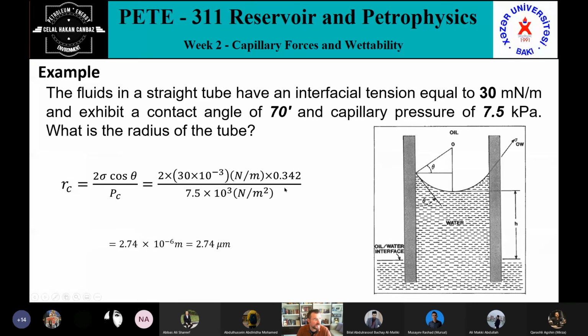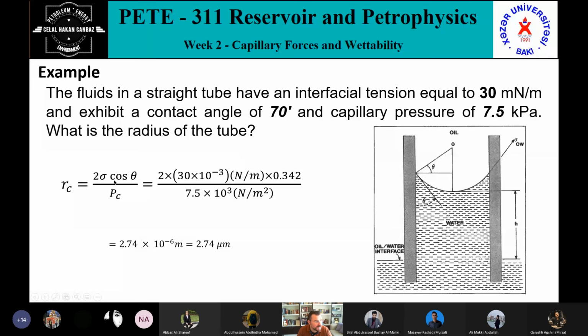Let's make a very basic example. The fluid in a straight tube has an interfacial tension of 30 millinewton per meter, exhibits a contact angle of 70 degrees, and a capillary pressure of 7.5 kilopascal. What will be the radius of the tube? Herein I put my formula directly. Very easy, right? My interfacial tension is 30 millinewton, and I change it to Newton per meter.